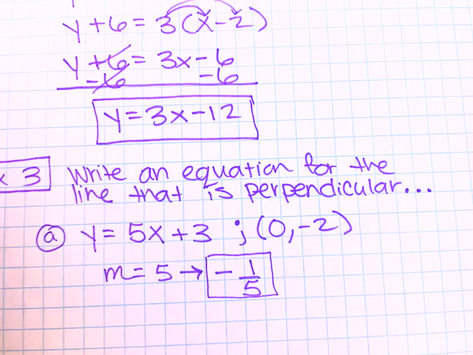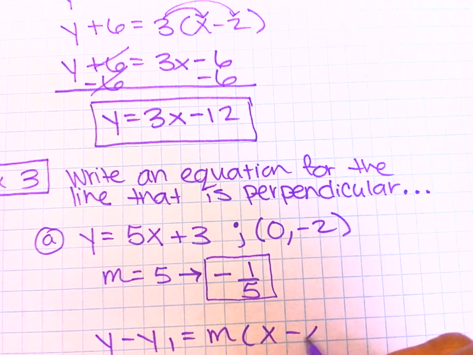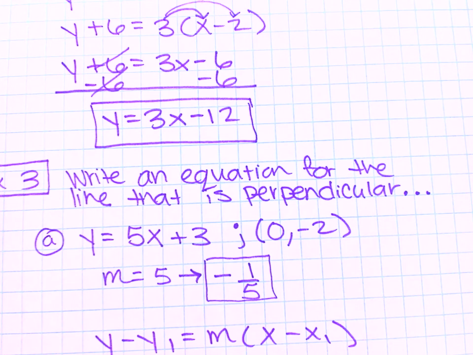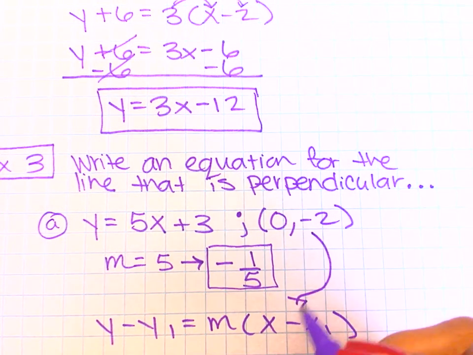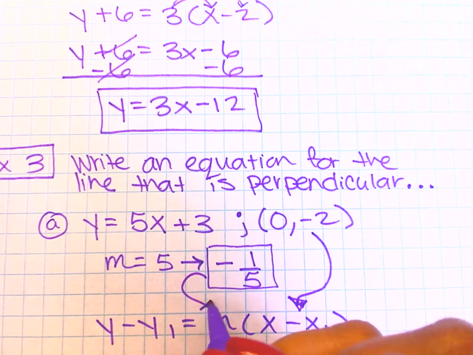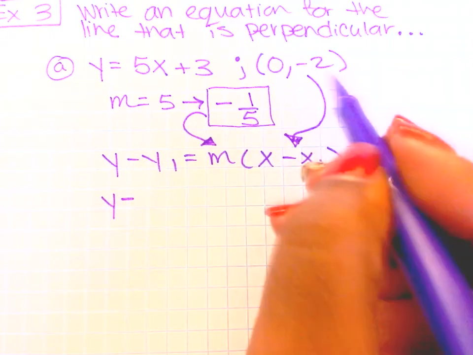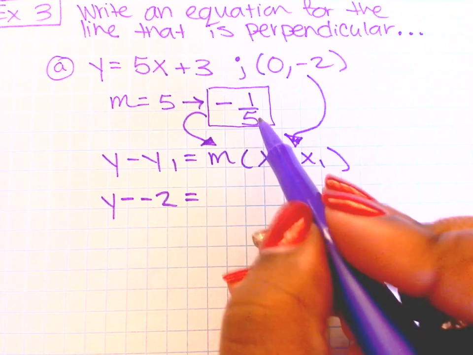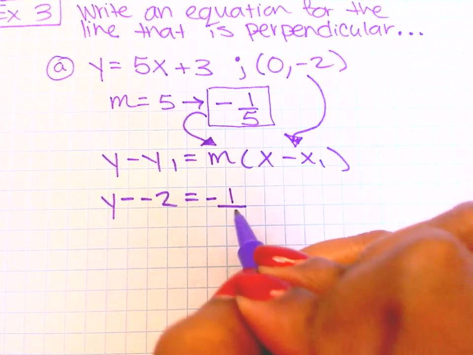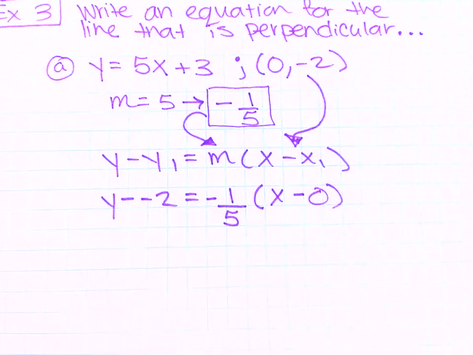So I'm going to write point slope form: y minus y1 equals m times the quantity of x minus x1. Write it down, please. Now I'm going to plug in my points and my slope. So I have y minus, what's y in the equation? Negative 2 equals, my new slope of a perpendicular line is the opposite inverse, so negative 1/5 times the quantity x minus 0.